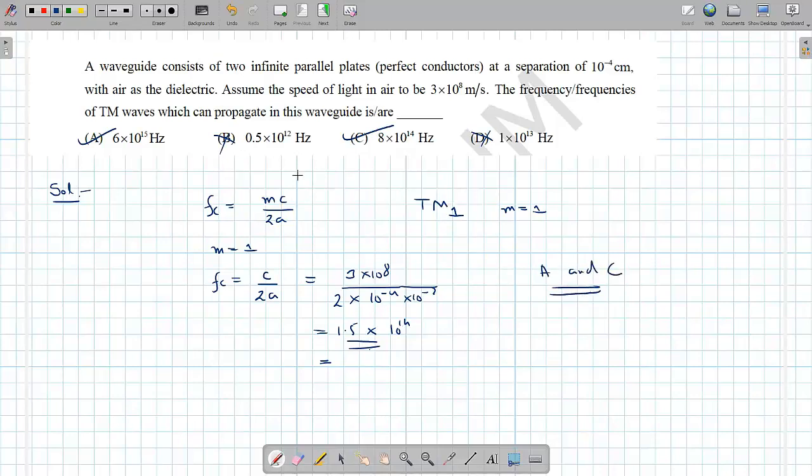Simple question. We just need to understand this expression. And since I should put the lowest mode, because other higher modes will have further higher cutoff frequencies, and that mode is not mentioned, only TM wave is mentioned, so the lowest mode corresponds to m equal to 1. The answer is option A and C. That's the end of the question from electromagnetic theory.